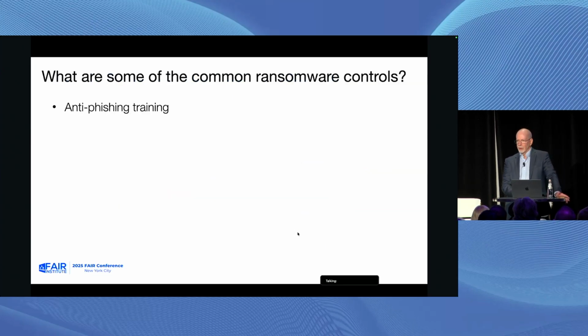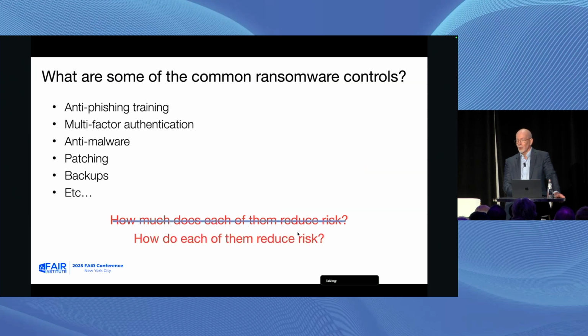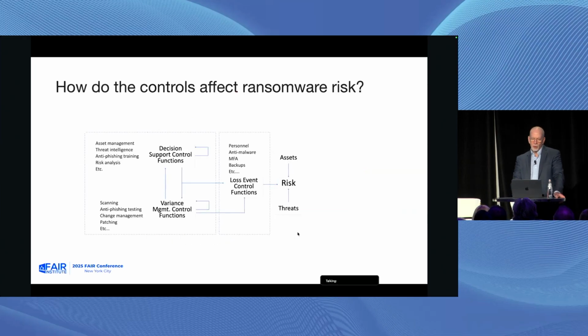So let's take ransomware, for example. What are some of the common ransomware controls? Well, anti-phishing training, multi-factor authentication, anti-malware, et cetera, right? A whole bunch of them. But how much does each of them reduce ransomware risk? Maybe before we can answer that question, we have to answer the question, how do they reduce risk? It isn't just a matter of how much. We first have to know how before we get to the much part. So if we look at, again, this three-domain diagram, and let's say we're worried about a ransomware outage, we know that personnel are a resistive control against phishing attacks.